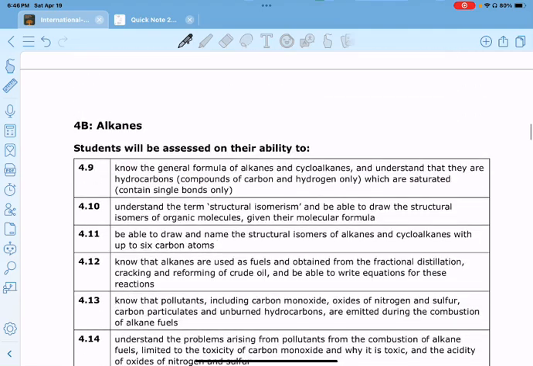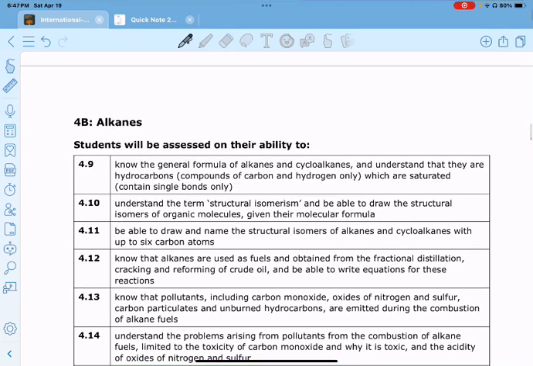So, starting off very quickly, know the general formula of alkanes and cycloalkanes and understand that they are hydrocarbons, compounds of only hydrogen and carbon, which are saturated and contain single bonds only. Okay, so we talked about the hydrocarbon meaning, hydrogen and carbon. That's why they call them hydrocarbons. They contain that only. You have to mention only. Okay. What do we mean by they are saturated? This basically means that they have carbon-carbon single bonds.